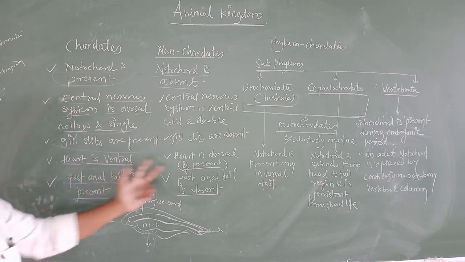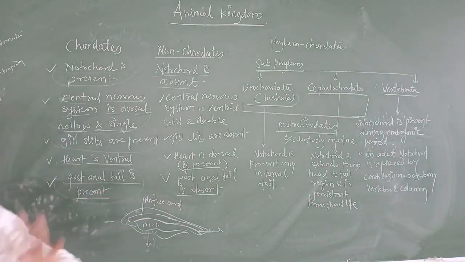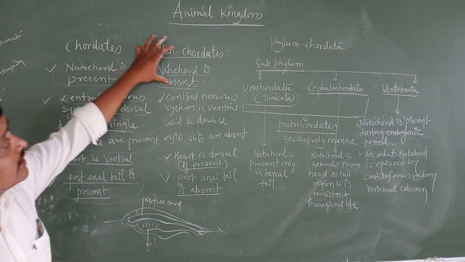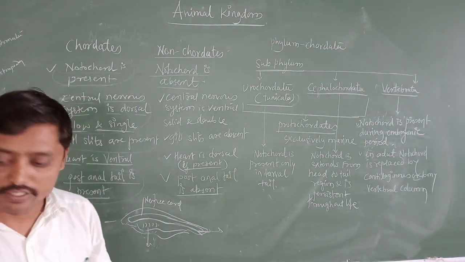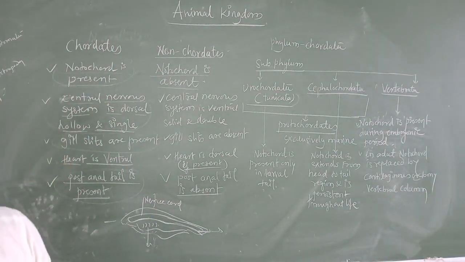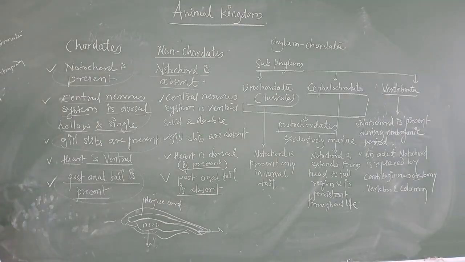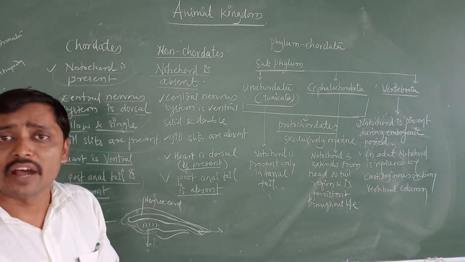Heart is ventral and heart is dorsal here. Understood? This is about the difference between the chordates and non-chordates. Now, today we are going to study the extended part of the phylum Chordata.